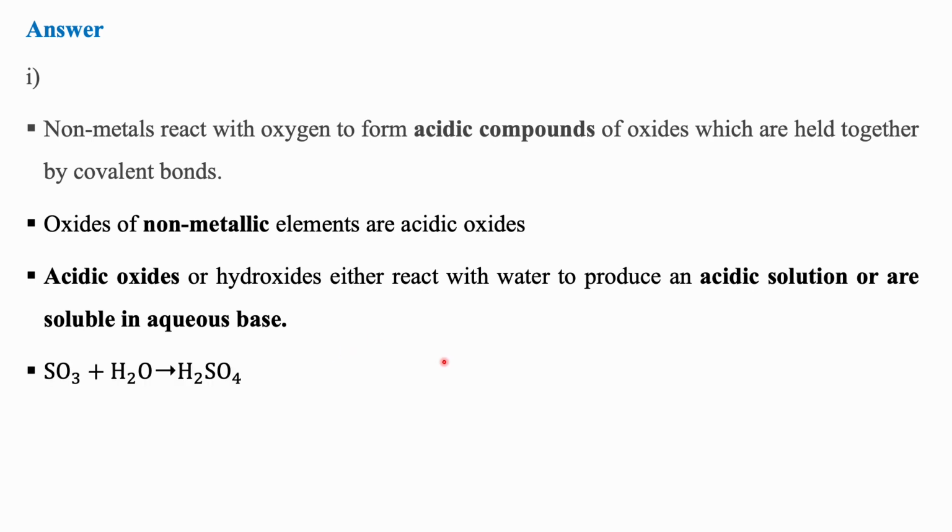As an example, if you have sulfur trioxide reacting with water, it will produce an acidic solution. Then if it is reacting with a base, it is also soluble in a base. That means it is a neutralization reaction, because this one behaves as an acid. If you add a base like sodium hydroxide, you produce a salt and water, which means it is acting as a neutralization reaction.